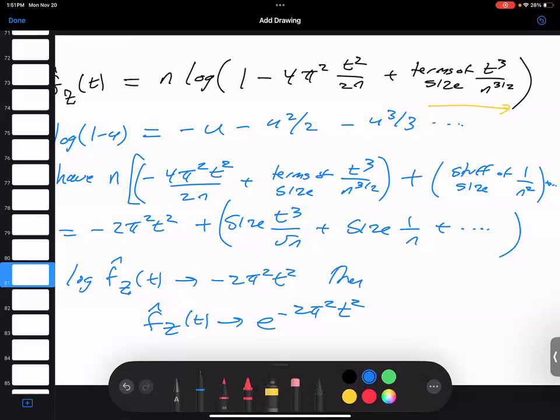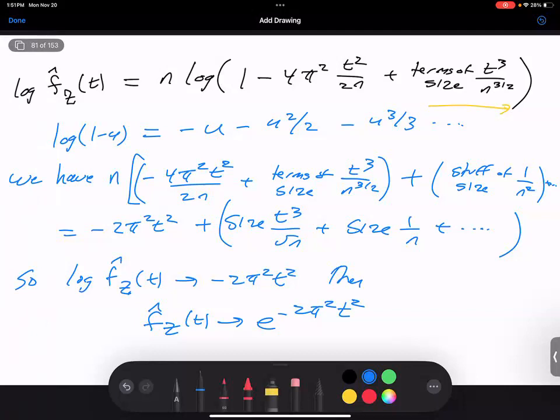And so I mean, it should be, I believe, e to the 2 pi squared t squared, not e to the negative 2 pi squared t squared. I think we're off by a minus sign somewhere and some normalization factors. But morally, this is what's going on.